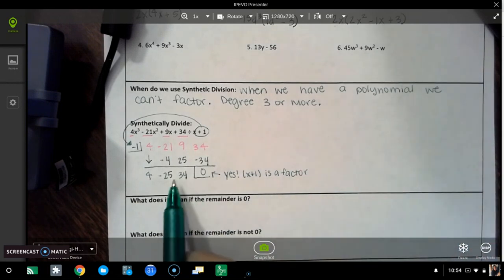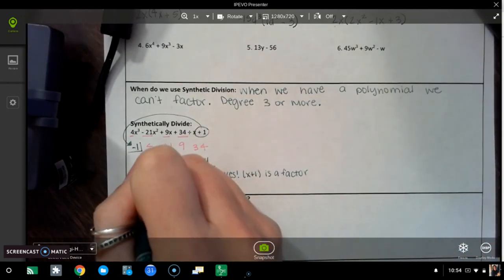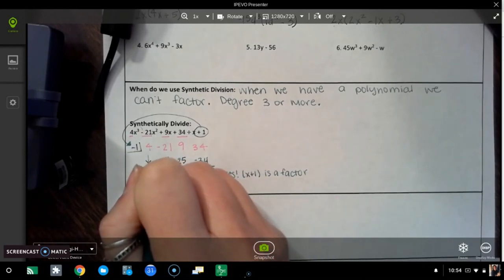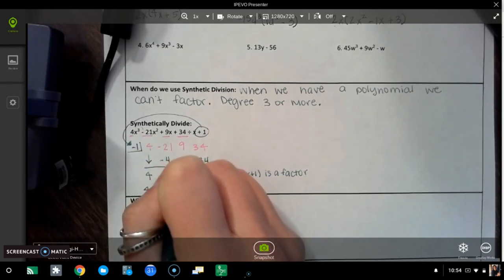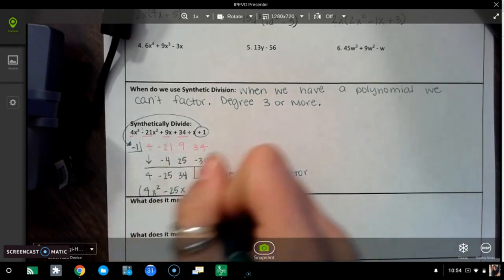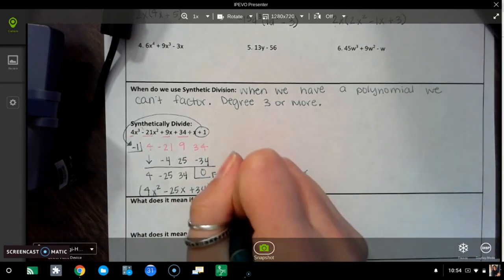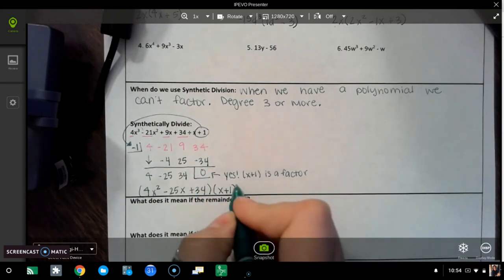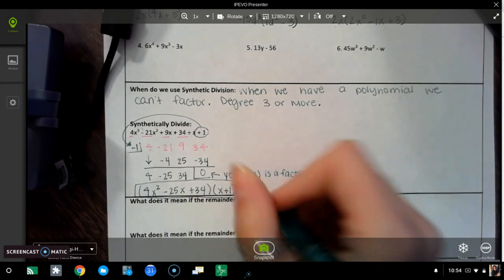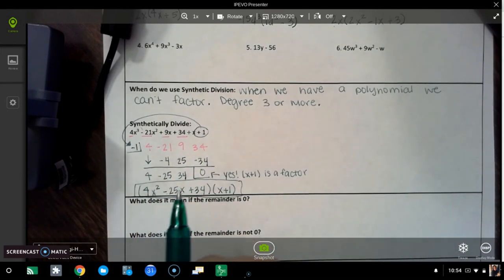So if I'm writing this one out, this is going to be 4. If my degree was 3, I'm now using a degree 2. So 4x squared minus 25x plus 34. And I'm going to include it with x plus 1. And then I'm not going to have us do it during this lesson, but we know we can now take this one and we can factor it using the quadratic formula.